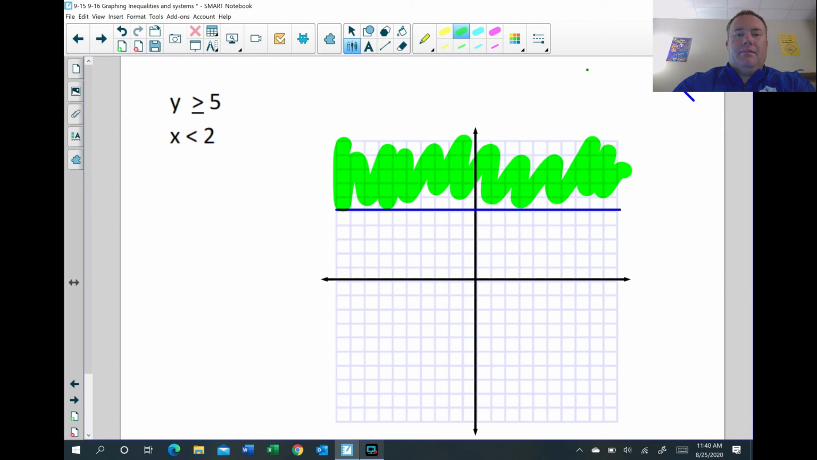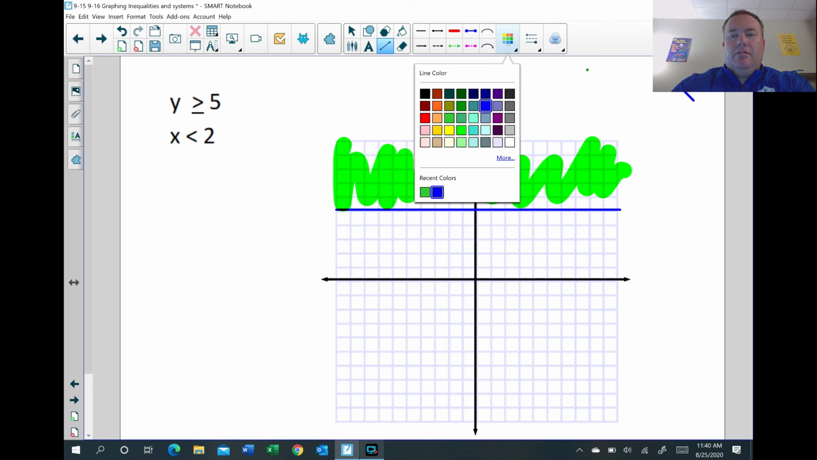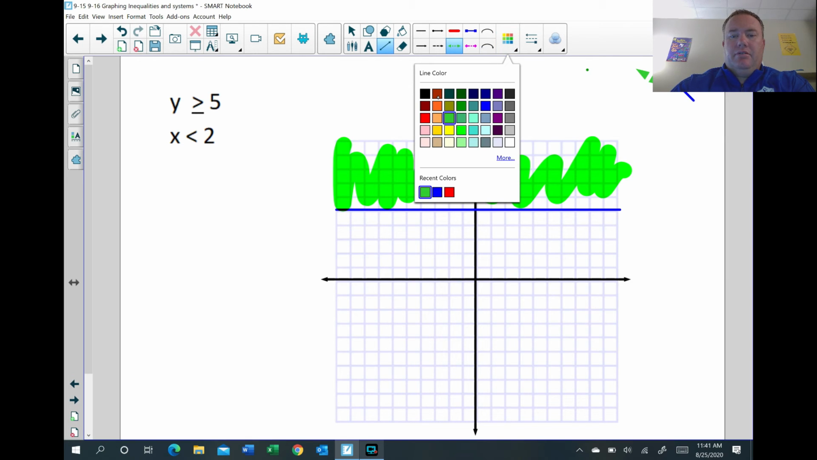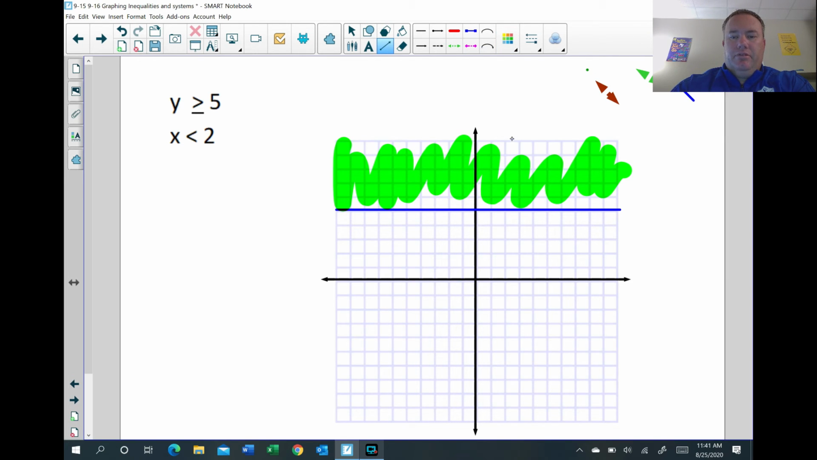Okay. So next, we'll look at this next one. X is less than 2. I apologize. Sorry. Less than 2. So with this one, let's take a look. We're going to draw a dotted line, a vertical dotted line here where x is 2. Something we've also discussed already.